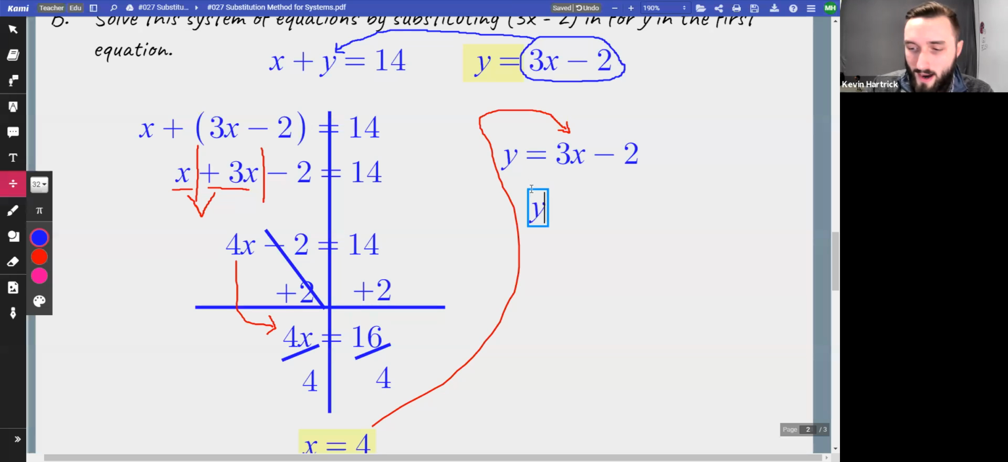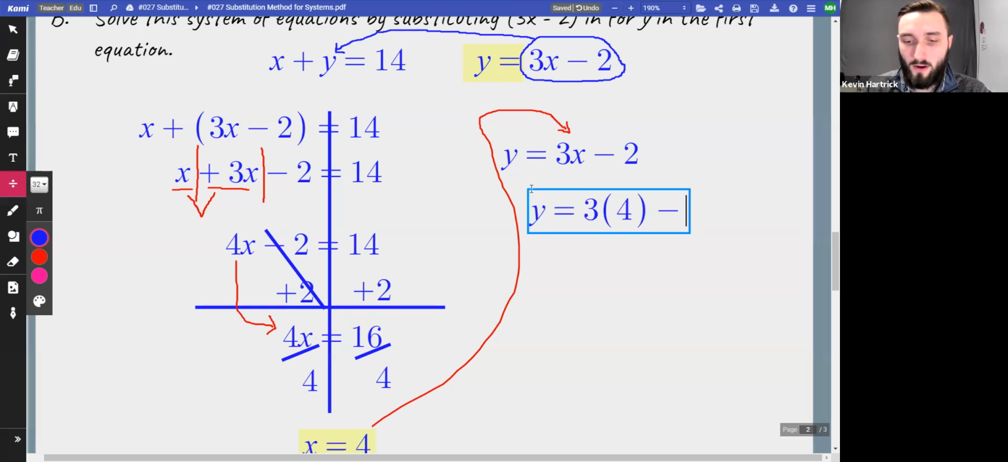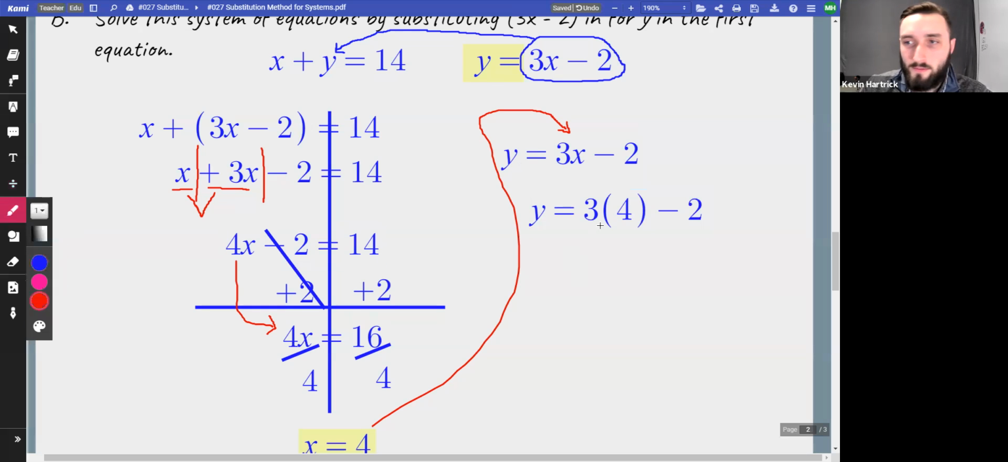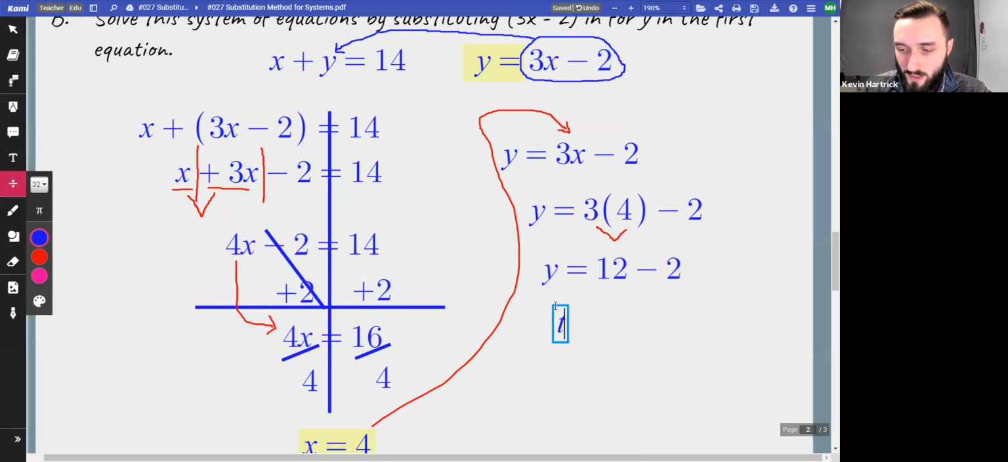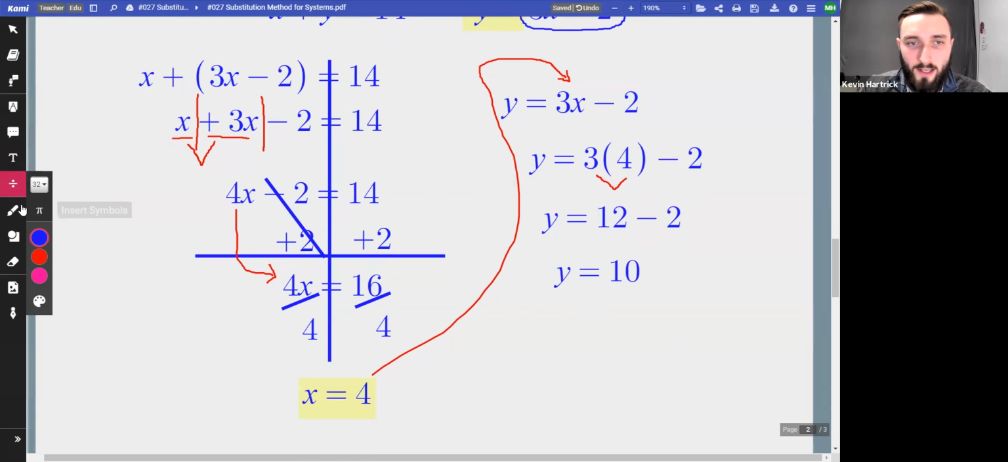So I now have y equals 3, parentheses, 4 minus 2. And I'm simplifying. We've been doing this for a little bit now. Hopefully you guys feel pretty confident in finishing this out here. We have 12 minus 2, which we know is 10. And that got us our solution, which we originally had gotten from the previous section that you guys worked on. So our solution here is (4, 10).